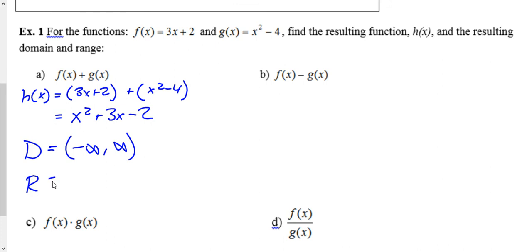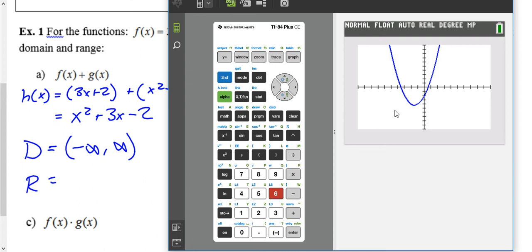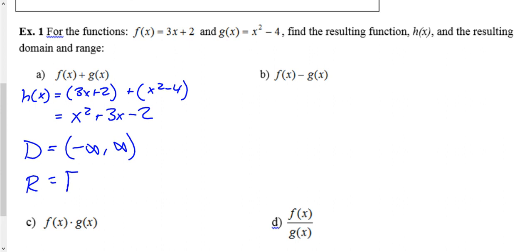My range though, what's the lowest our graph goes to the highest it goes? Well, let's take a look at our graph. The highest it's going to go, positive infinity. The lowest it's going to go is right down here. That's going to be my minimum value. I'm going to go second trace option 3 to find that minimum value. So I'm going to go left of where I think that minimum is, right of where I think it is, and guess where it is. And I guess it's right there. So my minimum value at negative 1.5, I'm looking for this y value here, negative 4.25. So here, our range is going to be the lowest it's going to go is negative 4.25 all the way up to positive infinity. There we go.